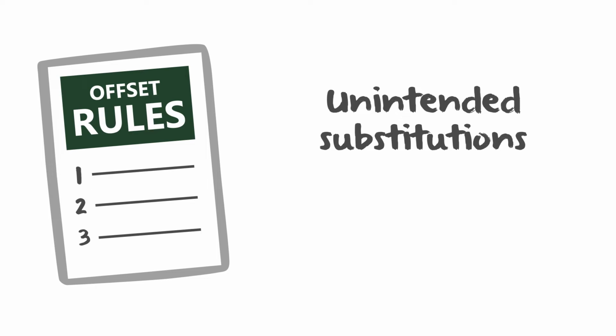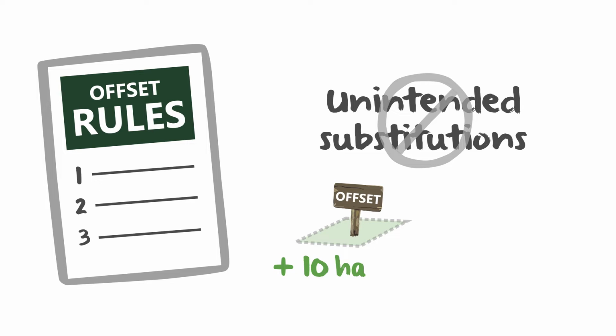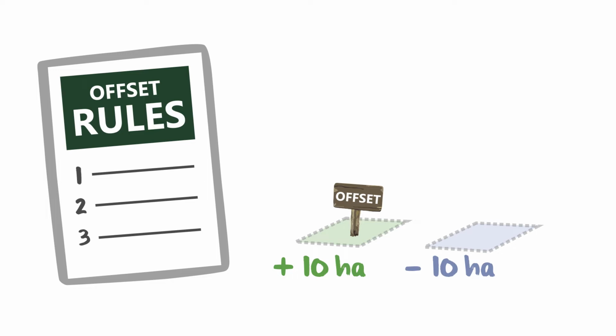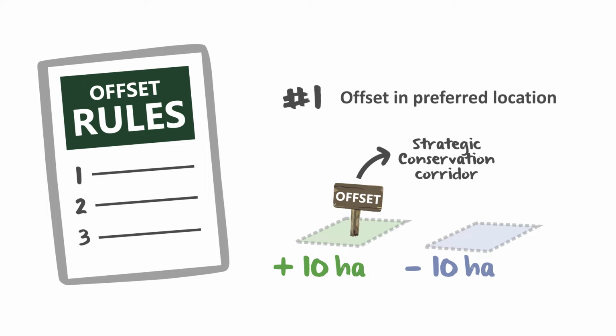For example, they can help avoid a situation where an offset with a gain smaller than the loss can be permitted just because the offset is in a desirable location. Instead, if the offset should be located in a preferred area, like a strategic conservation corridor, then setting that as a rule is better than including it as part of the calculation of the size of the gain.